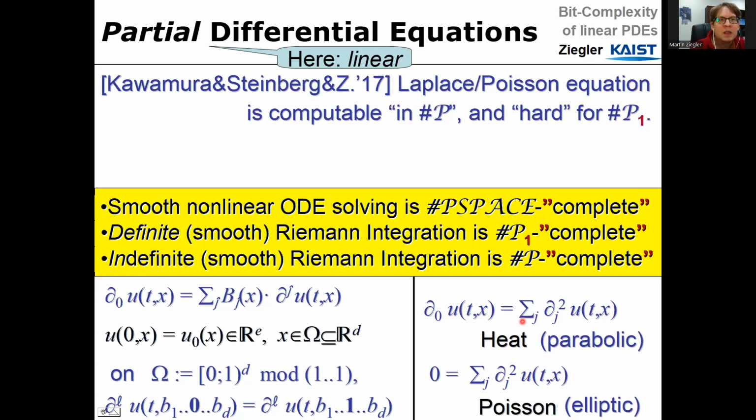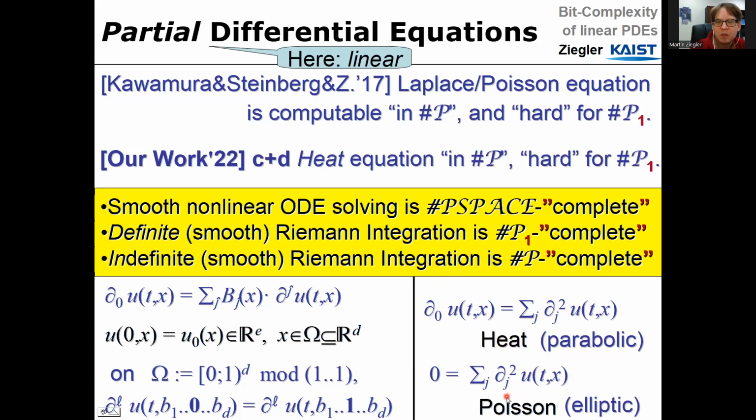And previous work has shown the Laplace-Poisson equation to be, in a sense, between #P and #P1. So this is this equation. And what we proved is that the heat equation also lies between #P and #P1. That's items C and D of our work. So we've extended this known result from 2017, by Akitoshi Kawamura and my then PhD student Florian Steinberg, from the Poisson to the heat equation and beyond.